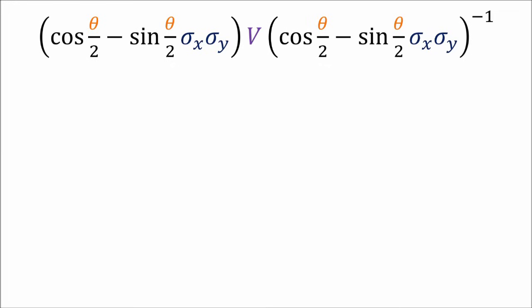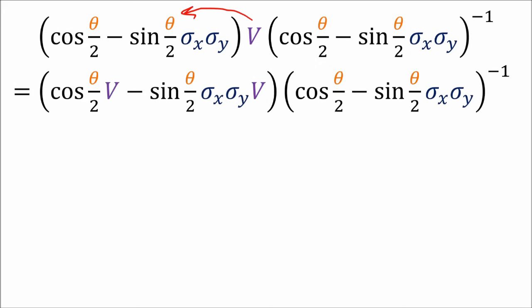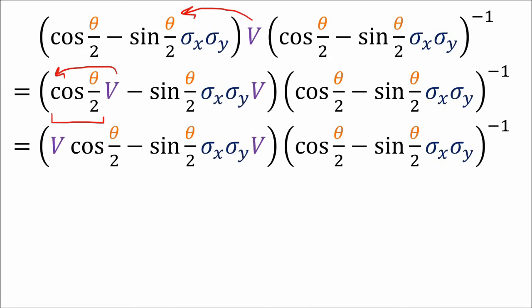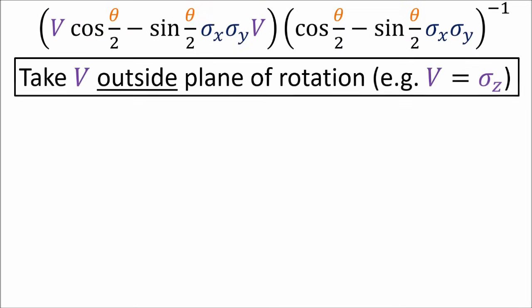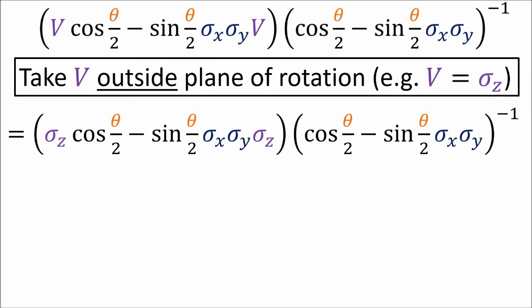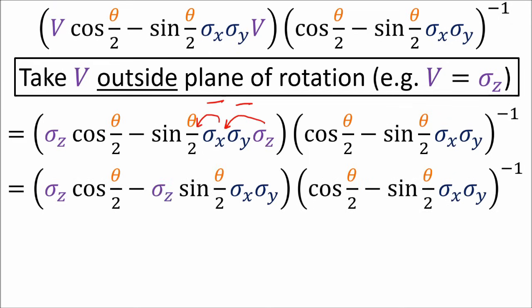Now let's explicitly check that this formula actually works. We can distribute v over the left brackets. Since cosine is just a scalar, we can bring v to the other side for free. For the sine term, things are more complicated, depending on whether or not v is in the plane of rotation. If v is not in the plane of rotation, for example, v equals sigma z, then we do 2 flips here, picking up 2 negative signs that cancel out, and the result is unchanged.